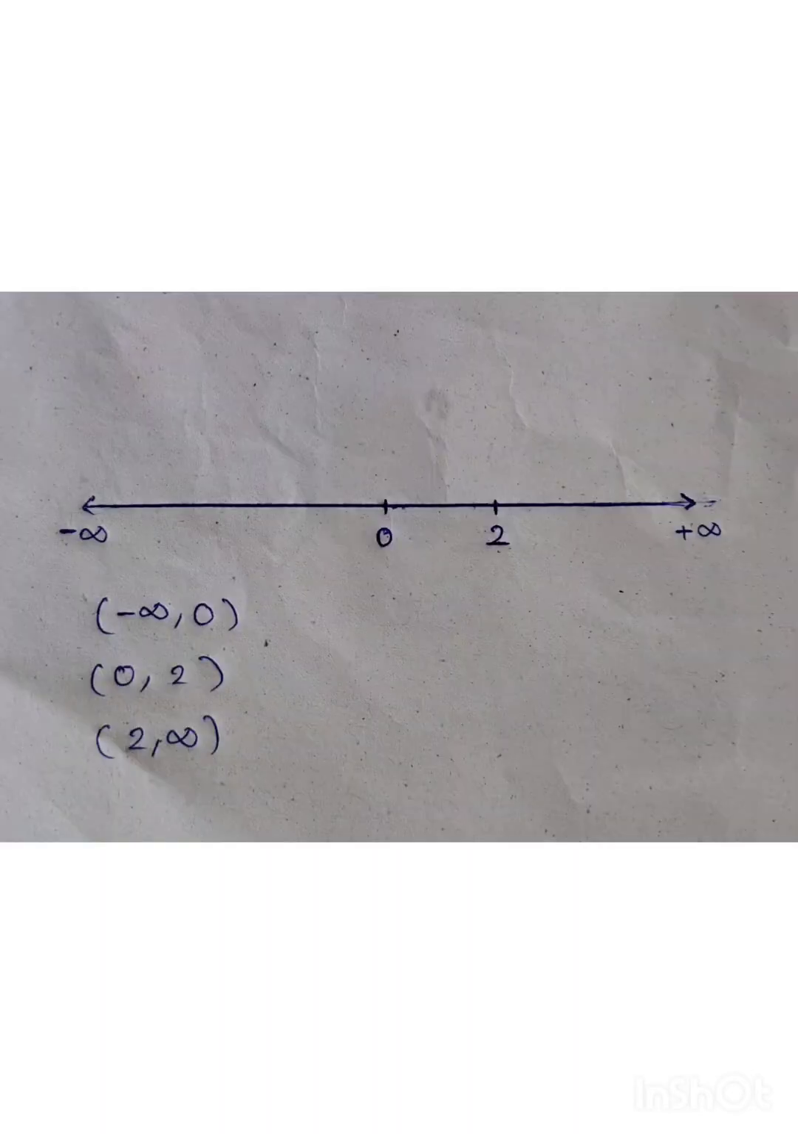Now, we can divide the number line into three intervals that are minus infinity to 0, 0 to 2, and 2 to infinity. Now, we are going to test the sign of f dash of x in each interval.